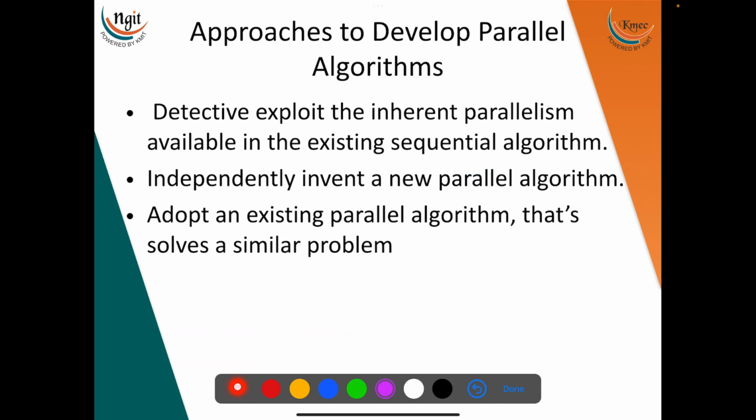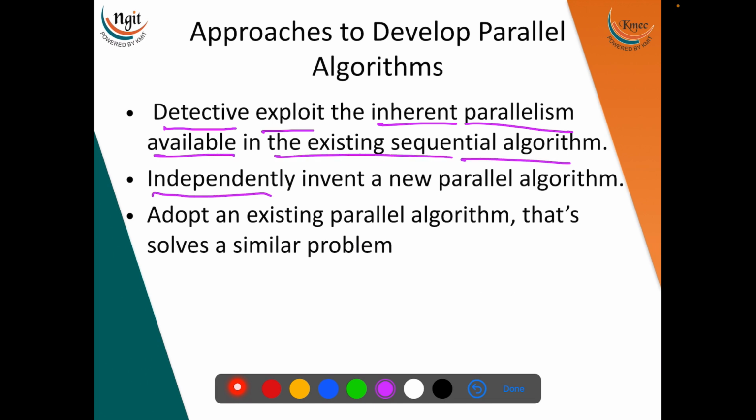Now, the approaches to develop parallel algorithms are as follows. Parallel algorithms for a given problem may be developed using one or more of the following. The first is to detect and exploit the inherent parallelism available in the existing sequential algorithm. The next approach is to independently invent a new parallel algorithm. The third is to adopt an existing parallel algorithm that solves a similar problem. So these are the approaches to develop a parallel algorithm.